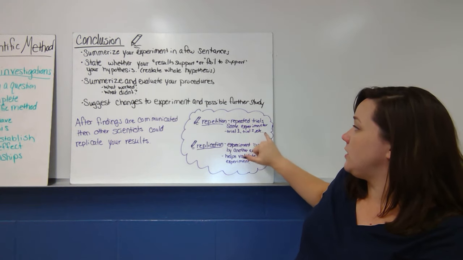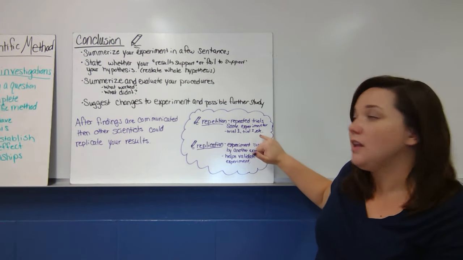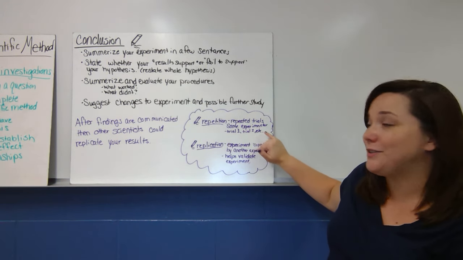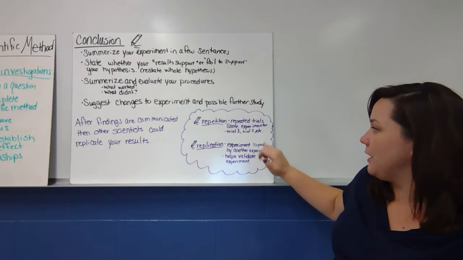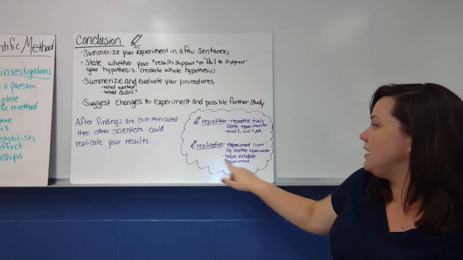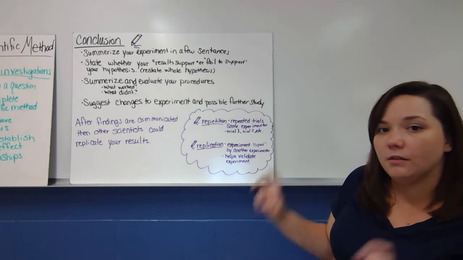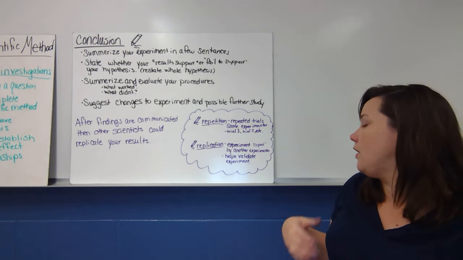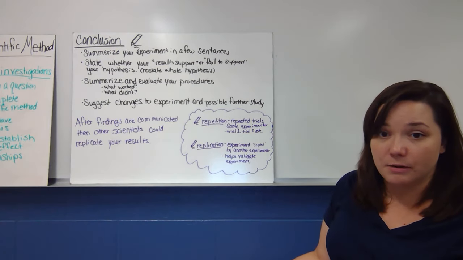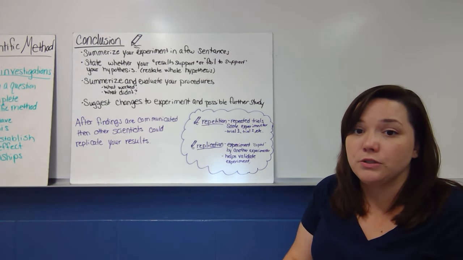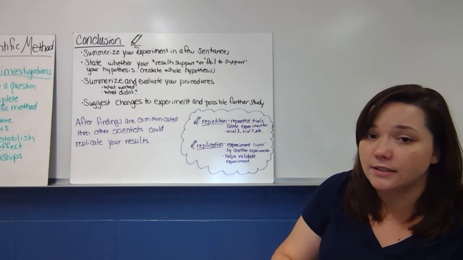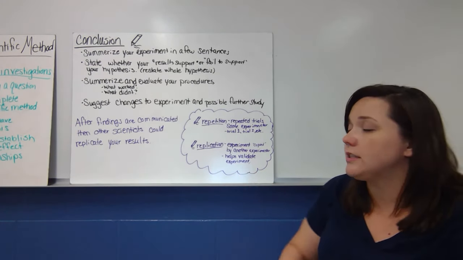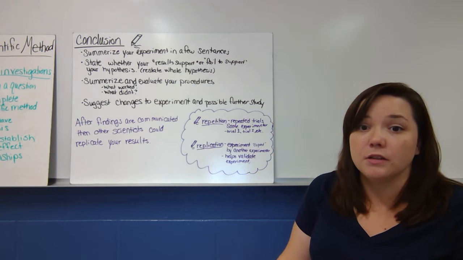Again, I need you to write these two down. Repetition is repeated trials by the same experimenter, trial 1, trial 2, trial 3. And replication is when the experiment is copied by another scientist or experimenter. It helps to validate the experiment. So we want to be able to repeat our trials. And the more repeated trials you have, the better your data is. And you definitely want someone else to be able to replicate and get similar results to what you did.